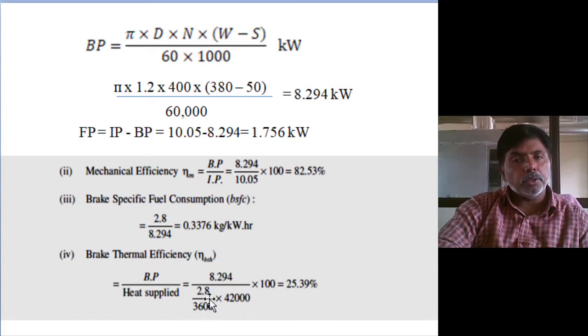But for the heat supply, the mass flow rate they gave is 2.8 kg per hour. For specific fuel consumption there is no issue to convert. But here we want to maintain kilowatts, kilojoules per second, which means the mass flow rate must be in kg per second. So 2.8 divided by 3600 into calorific value. Brake power is 8.294. Then you will get the brake thermal efficiency as 25.39.